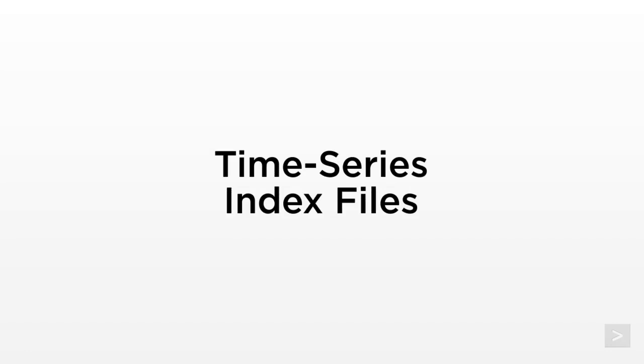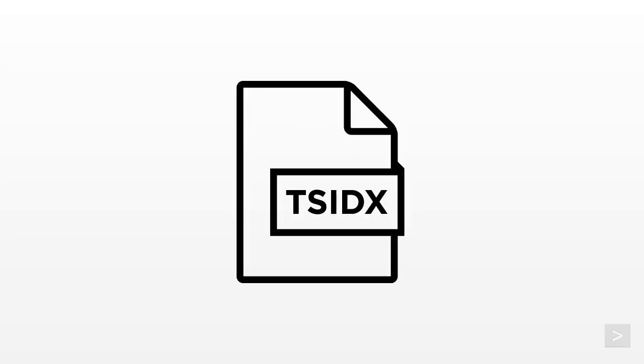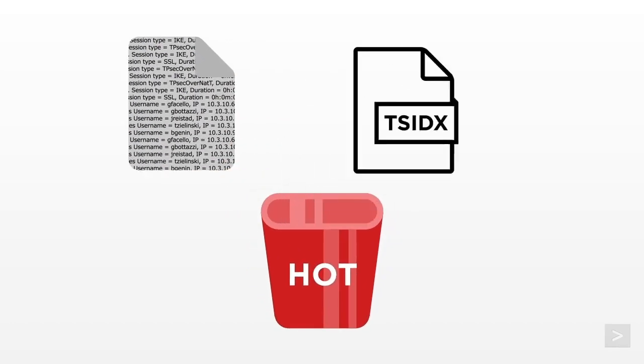Earlier, we talked about the files that are created for data model acceleration. These files are called time series index files, or TSIDX files. While they allow us to accelerate data models, they actually play a big role in Splunk search in general. When data is indexed into Splunk, several files are created in the hot bucket, including raw data files and TSIDX files.